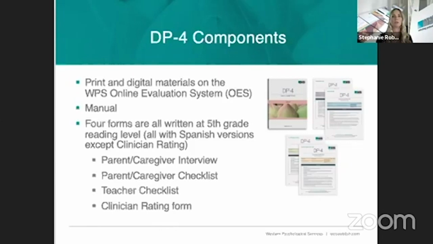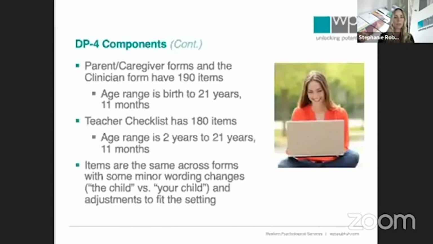All right. So I'm going to go ahead and continue on with the presentation, and I'll get back to some questions in a minute. So the other DP4 components are the parent caregiver forms, and the clinician forms have 190 items. I've already told you the age range for those goes birth to 21 years, 11 months. Of course, the teacher checklist has 180 items, and the age range begins at 2 and goes through 21 years, 11 months. And the items are the same across forms with some minor wording changes, the child versus your child, and adjustments to fit the settings.